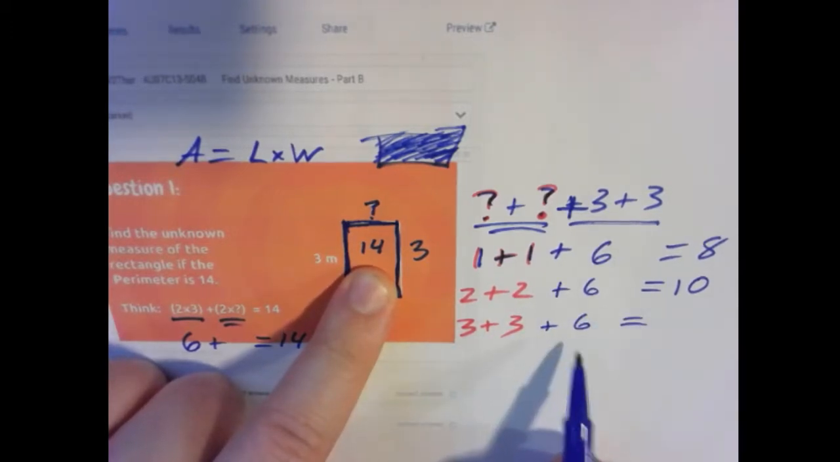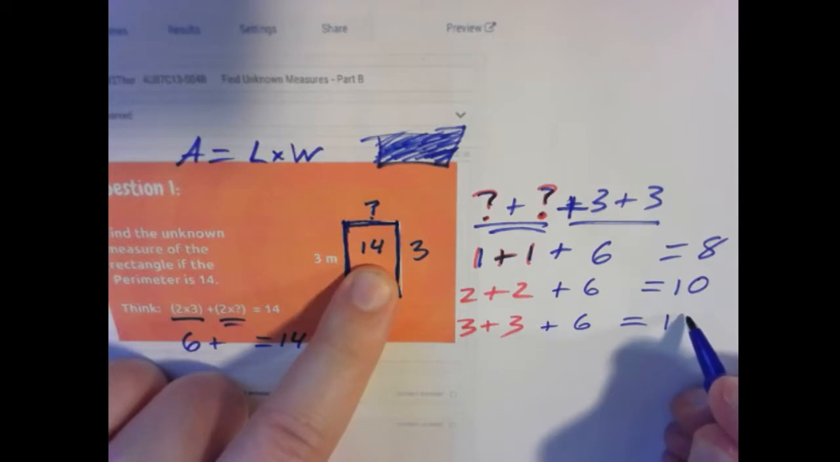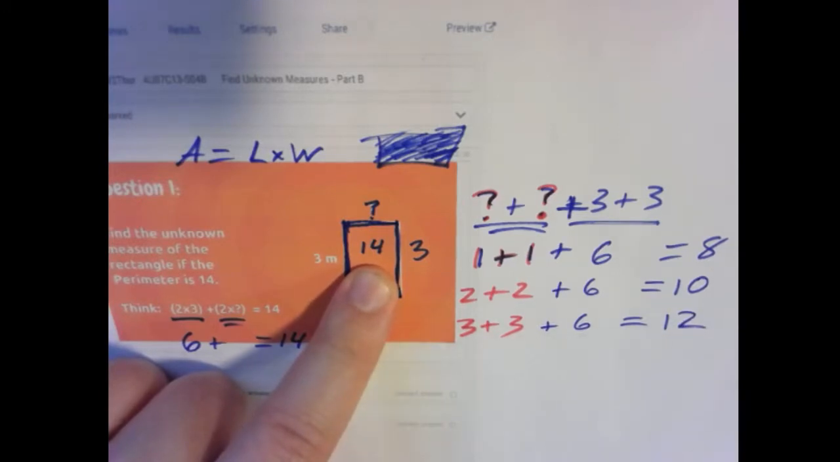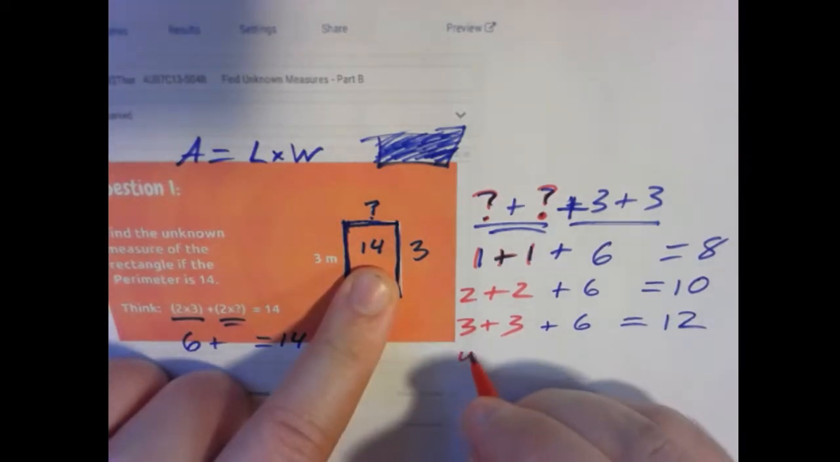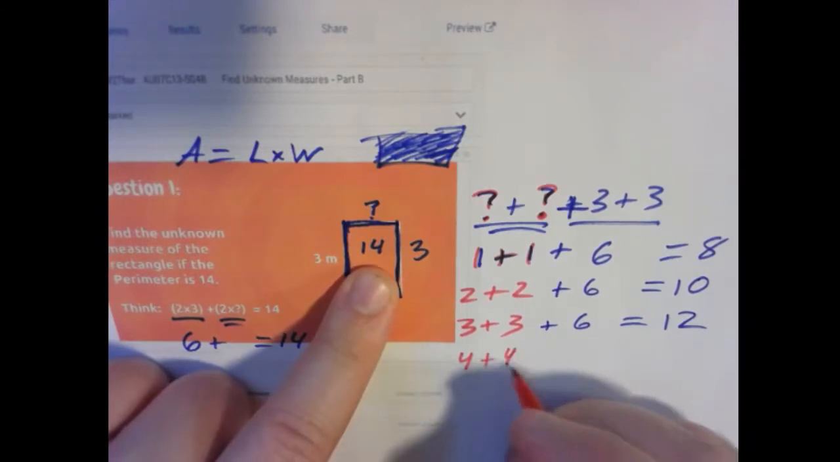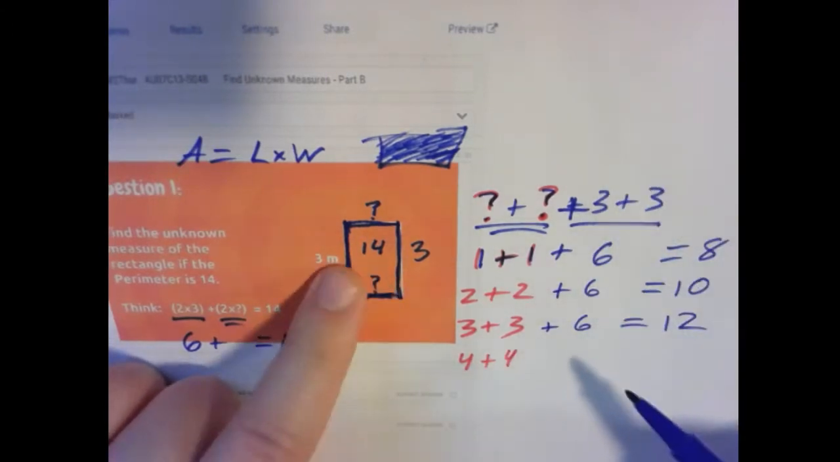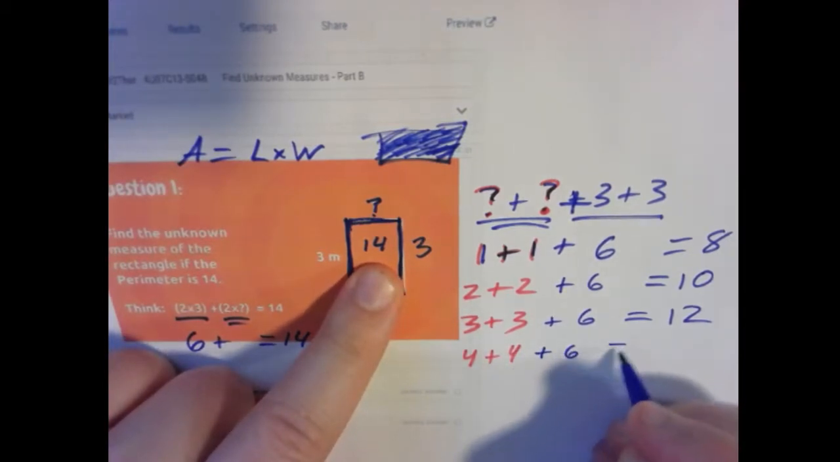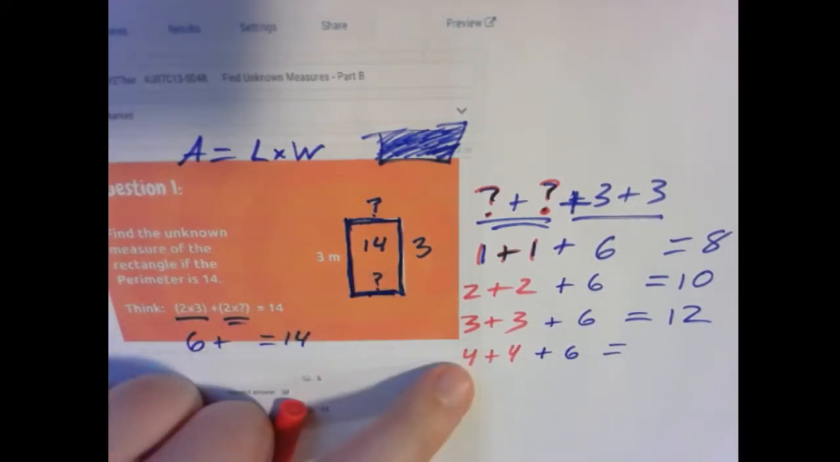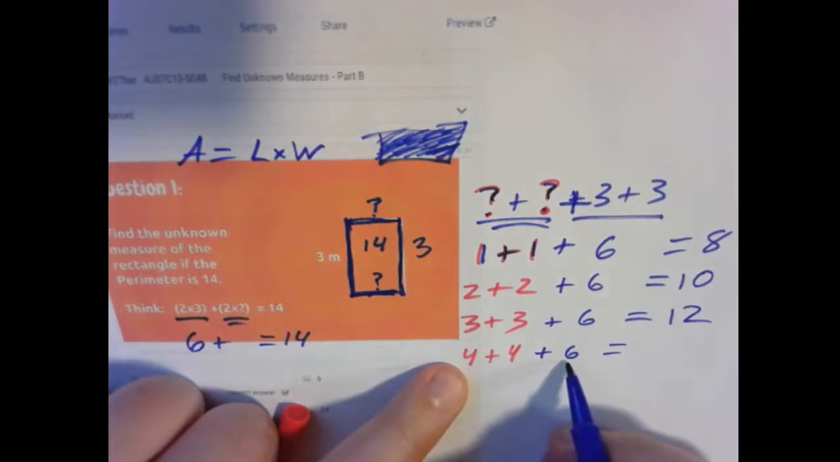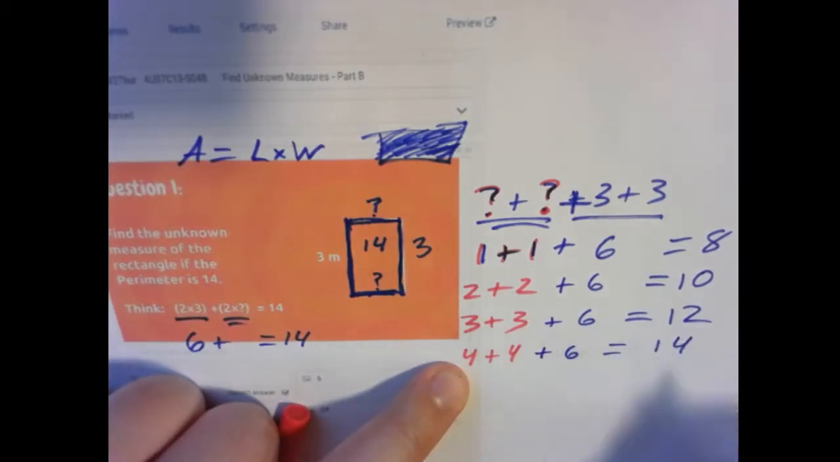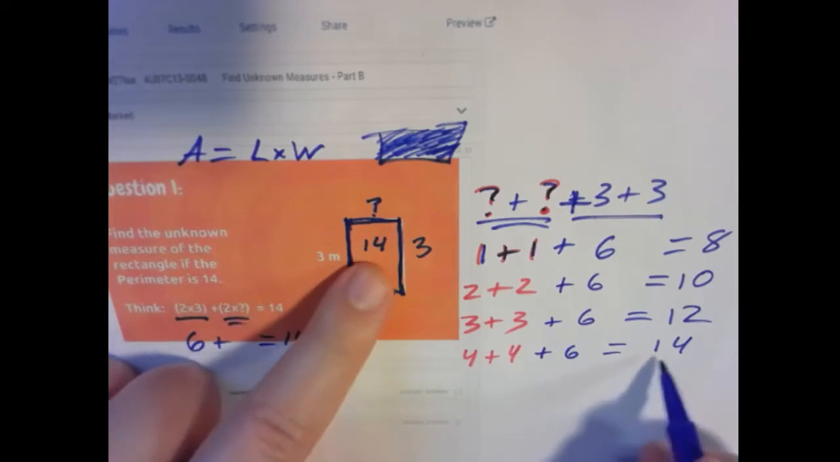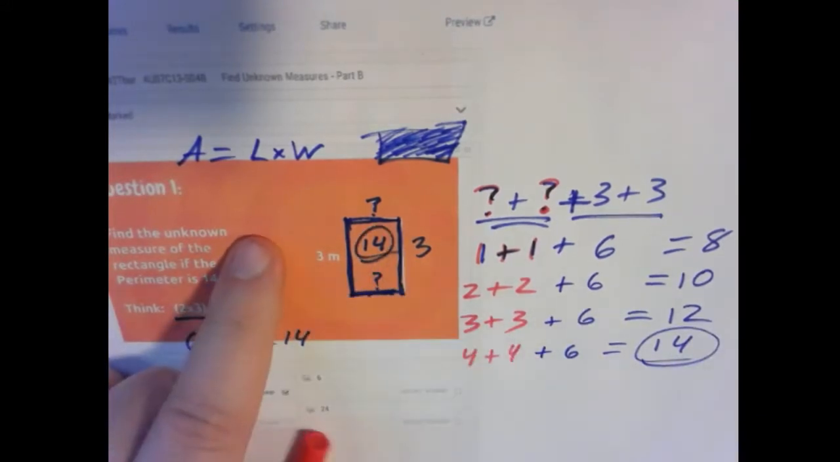Now we have 6 plus 6 would be 12. Still not quite 14. What if it's like this? 4 plus 4 plus 6 from the 3s again. And that would be 8 and 6 is 14. How about that? So we made it to our 14.